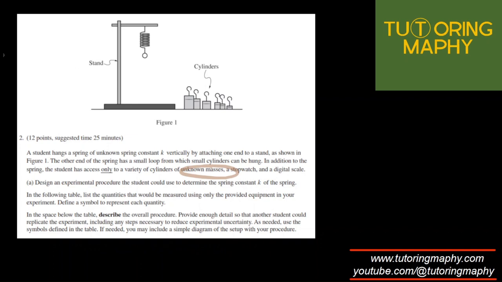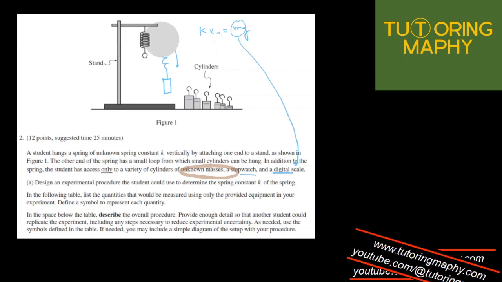Okay, so the first thing which is coming to my mind is, can we do k x naught equal to mg? Because when we do k x naught equal to mg, we are basically implying that the spring stretches and will ultimately come to an equilibrium. But the only problem is we don't know the value of x naught, and neither do we have a scale. We can measure mass from the digital scale, but we cannot measure x naught. So that will not work.